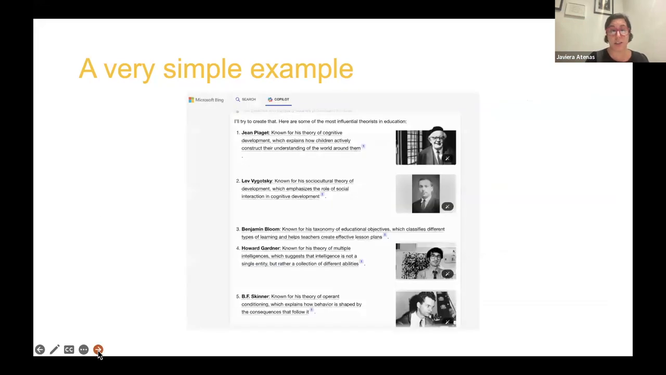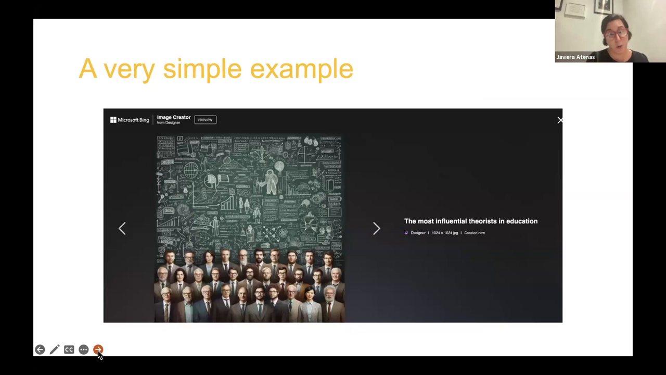We move forward, then again, I went to Pink, and Avas is like, hey, can you give me a list of the most influential theorists in education? Again, the pattern repeats. Can you see their images? So then I've asked them to make me an image of the theorists. And this is what I got. Can you see another pattern in there?